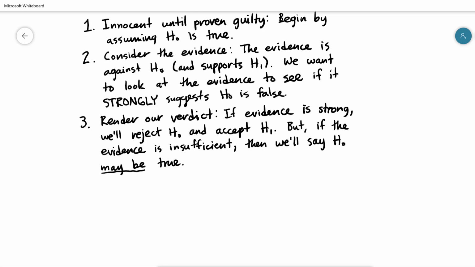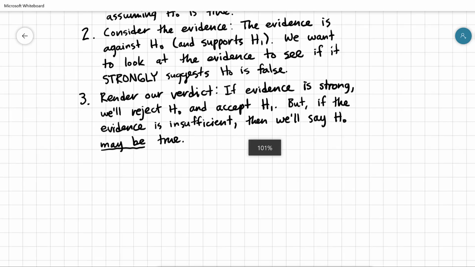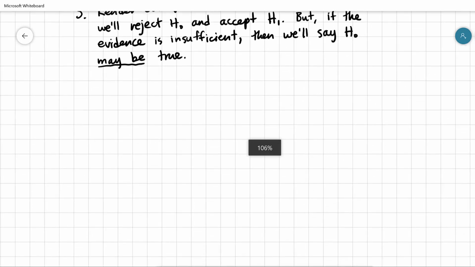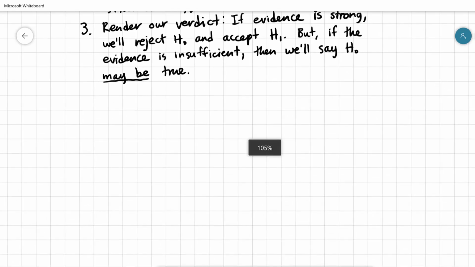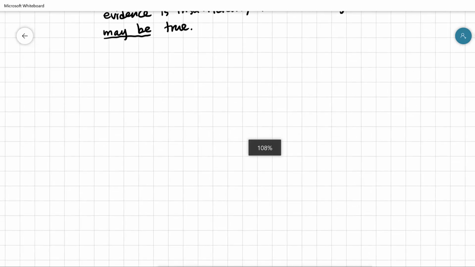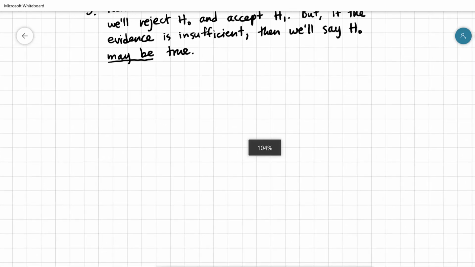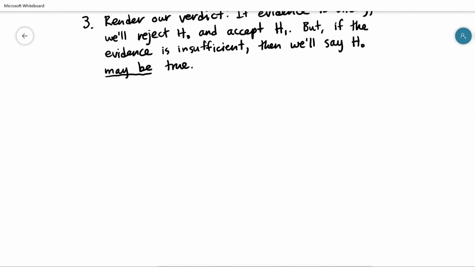So, just like in a criminal trial, the end result of the whole thing can sometimes be wrong. Juries can get the whole thing wrong. So I want to talk about the different types of errors that can be made.